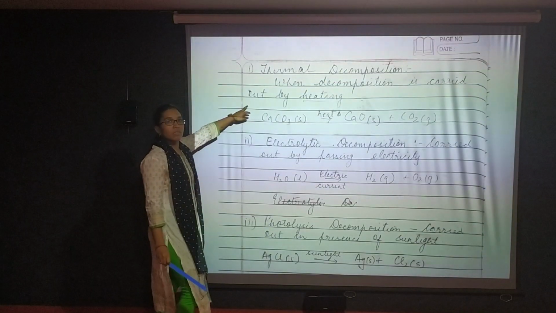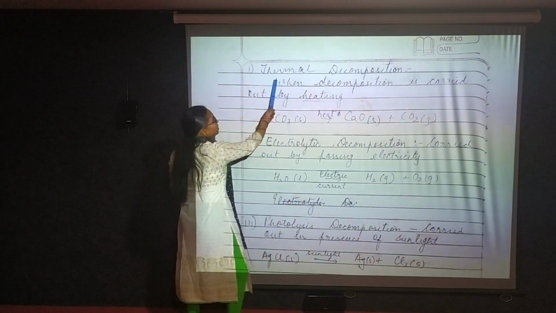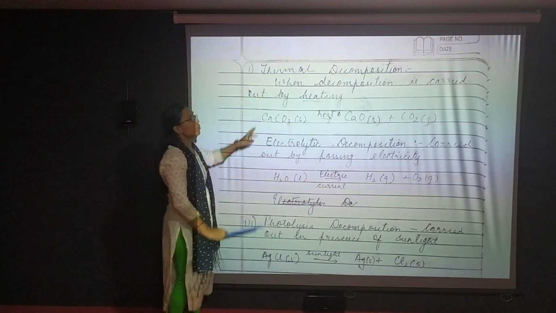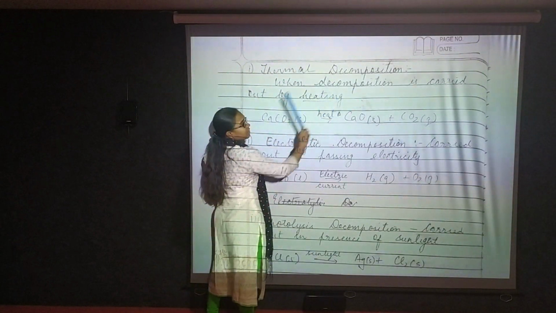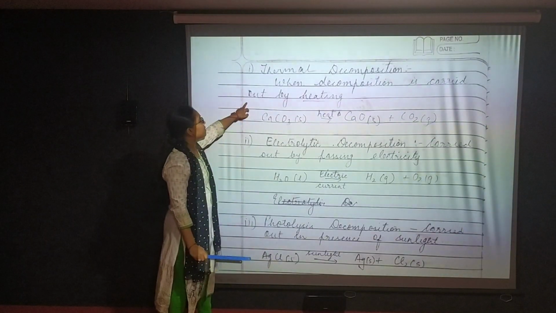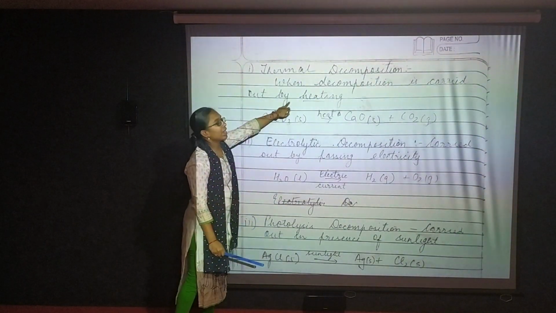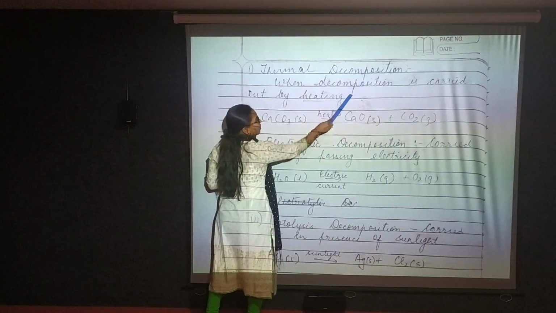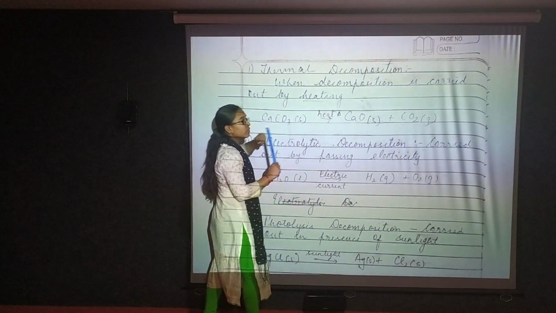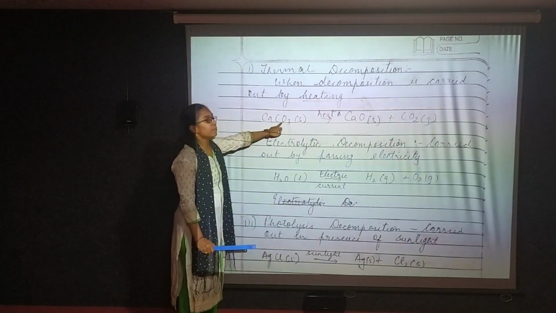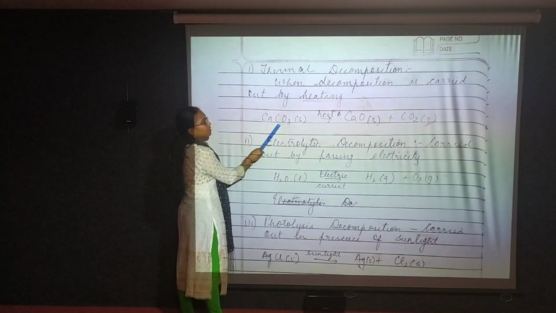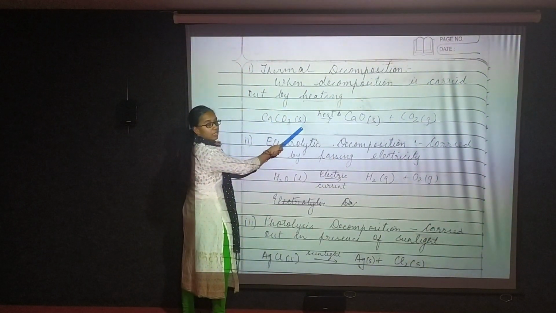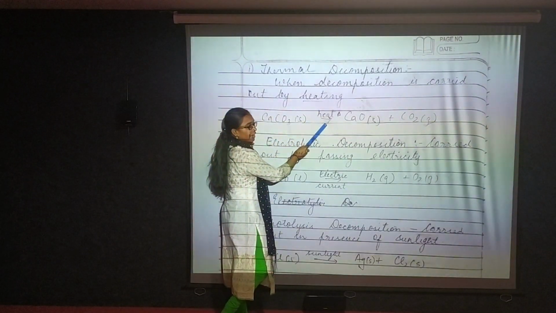So our first type of decomposition reaction is thermal decomposition. As I told you, thermal itself means heat. So the decomposition reaction is carried out by heating. Heating, again, you can symbolize with the help of the delta sign. Calcium carbonate, Ca is calcium, carbonate CO3. It is in the solid form when you are heating it.